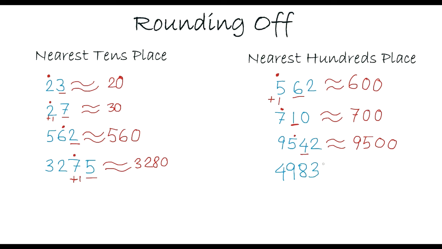Here, ones, tens, hundreds, this is 9 and our concentration is on 8. 8 is more than 5. Now it's a little bit tricky. We have to add 1 to 9, but if we add 1 to 9 it will become 10. 0 here, 1 in hand, and this 4 will become 5, and the next digits will become 0.